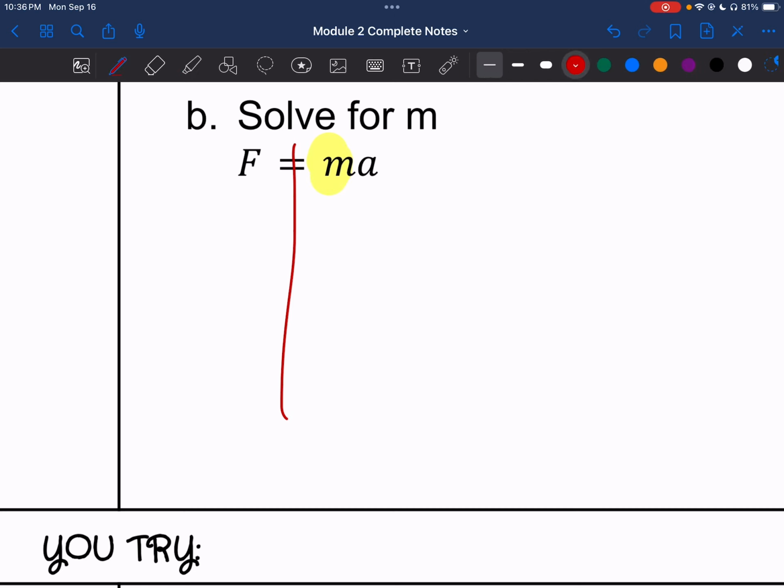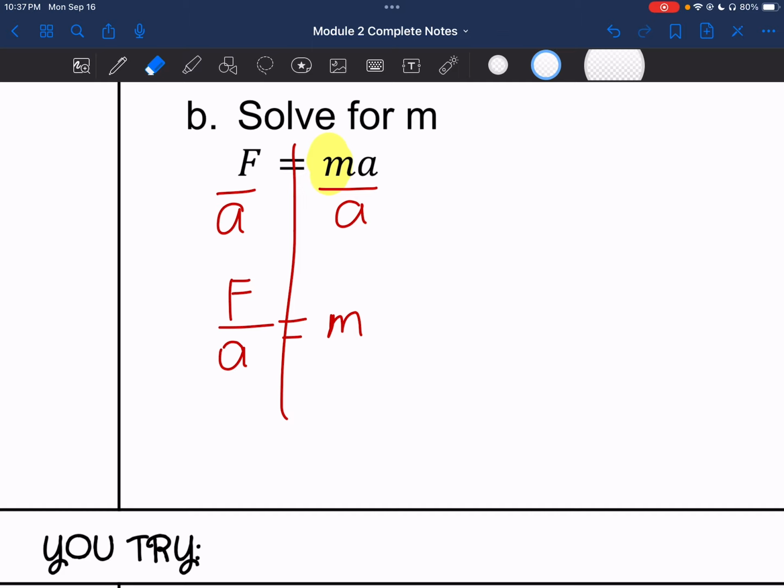So letter B, we're told we need to solve this equation for M. This is Newton's second law of motion, which states that force is equal to the mass times the acceleration of an object. Again, a formula we're going to be using in science and manipulating in exactly this way. So if we're trying to get M by itself, it's being multiplied by A, so we need to divide both sides by A. And you get force over acceleration is equal to the mass.